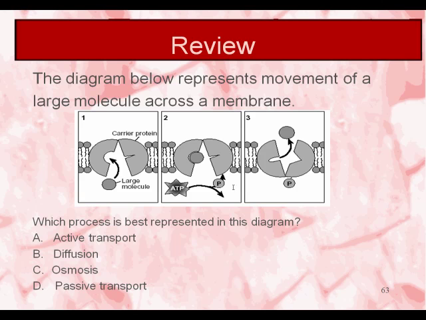Diffusion and osmosis are examples of passive transport. Energy is not required for these processes. Active transport requires an energy source. Based on this information, we can eliminate B, C, and D. A is the correct answer.